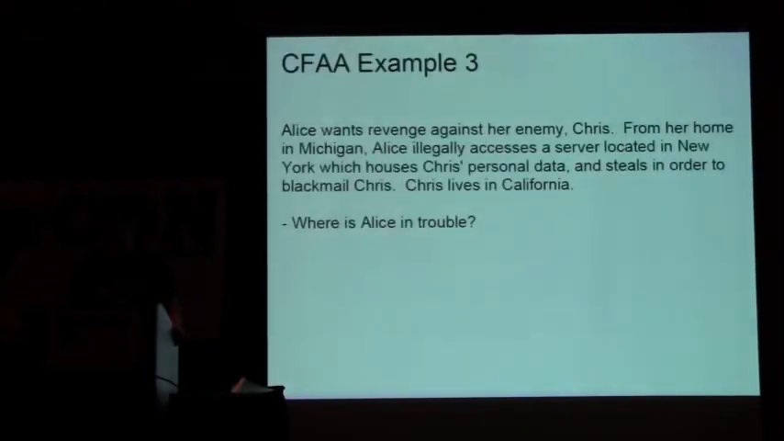So here's another example, and it brings up some new issues. Now Alice wants revenge against Chris for being fired. She's pissed off. So from her home in Michigan, Alice illegally accesses a server located in New York, which has some personal data of Chris's, and steals it in order to blackmail Chris. Chris lives in California. Now, I'm not asking if Alice did something bad, because yeah, she totally did. You can't hack into a computer and steal stuff and try to blackmail someone and think it's not a crime. That's a crime.